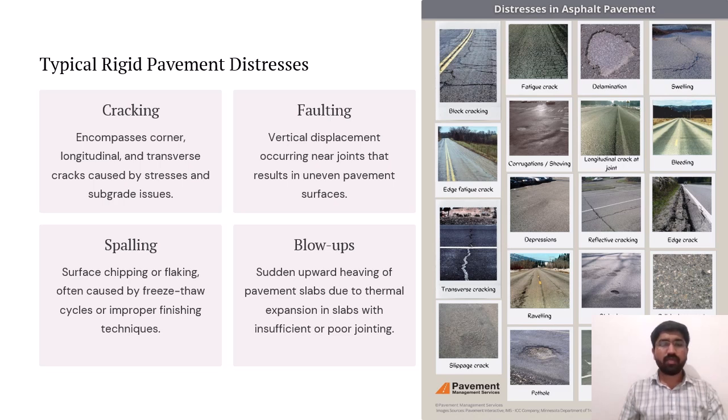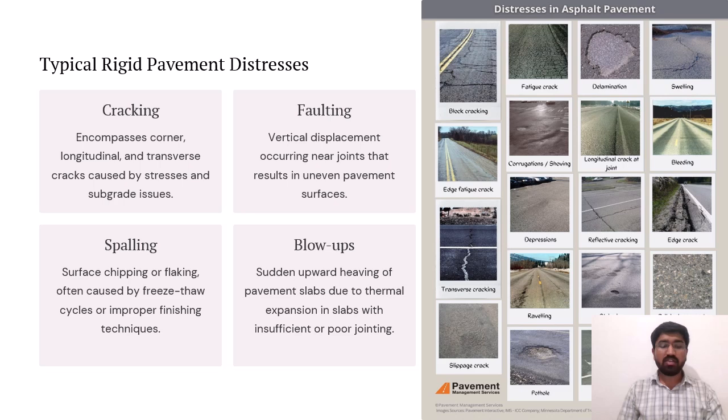Rigid pavement distresses: cracking, faulting, spalling, blowups. Cracking encompasses corner, longitudinal and transverse cracks caused by stresses and subgrade issues. Second is faulting, vertical displacement occurring near joints that results in uneven pavement surfaces. Spalling, surface chipping or flaking often caused by freeze-thaw cycles or improper finishing techniques. Blowups, sudden upward heaving of pavement slabs due to thermal expansion in slabs with insufficient joint spacing.